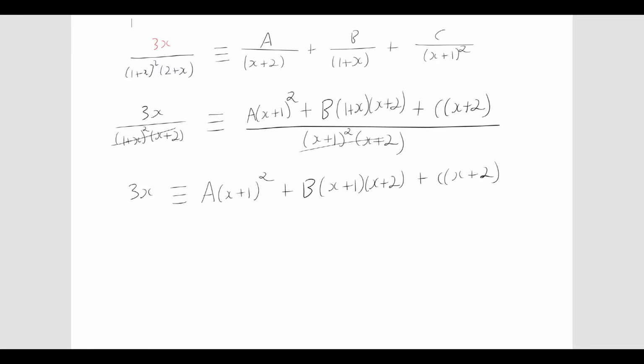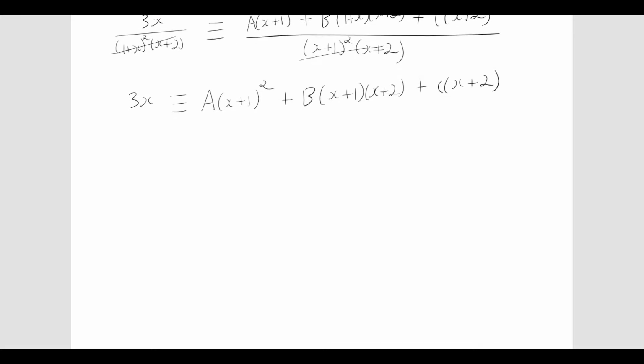Because this is an identity, that's why I use the triple equal sign, I can assume that this is true for any real value of x, or any value of x. So what I'm going to do is let x equal minus 1, the intention being that I get rid of the terms which contain x plus 1. So if I let x be minus 1, on the left-hand side I have 3 times minus 1, minus 3. On the right-hand side I have minus 1 plus 1 is 0, squared times a is 0, plus 0, plus c times minus 1 plus 2.